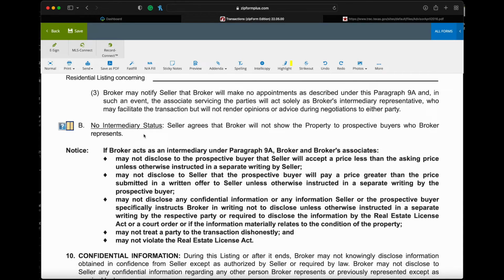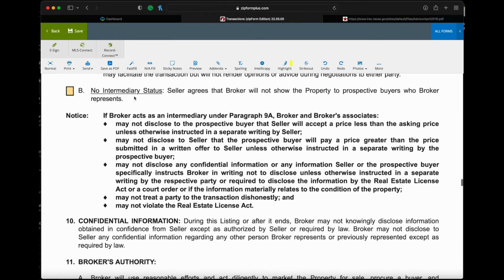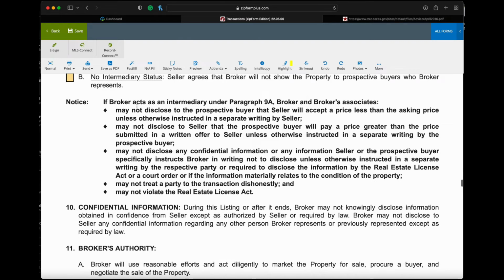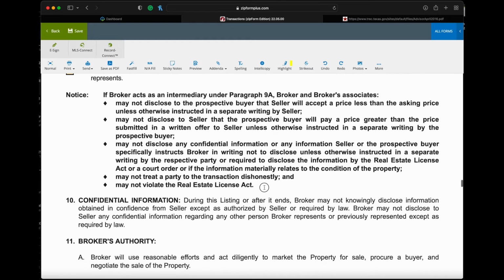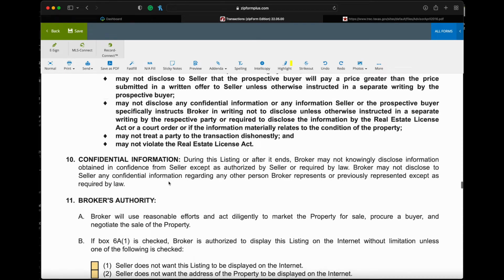No intermediary status, okay? So this is if the seller does not want you to show buyers who you represent. But we typically don't really check that unless it's a very unique circumstance. This is self-explanatory too. You're not going to be gossiping, you're not going to be discussing confidential information, things like that. So this is so your seller can read it and feel more comfortable with it. Confidential information, you will not be disclosing confidential information, okay?